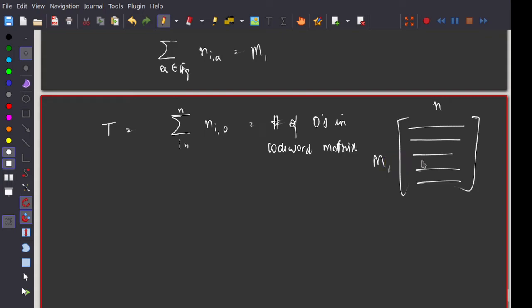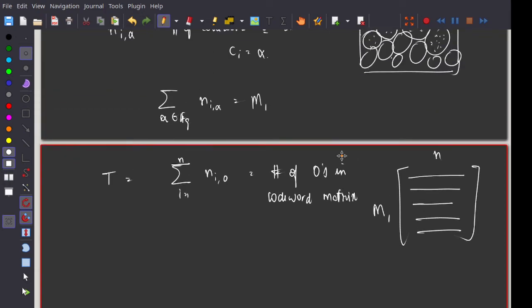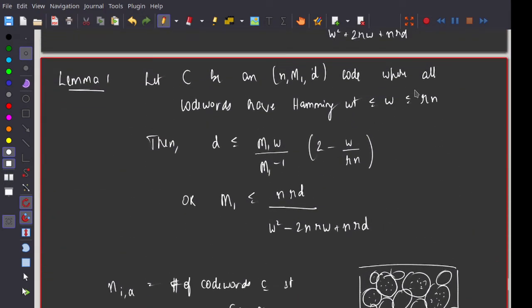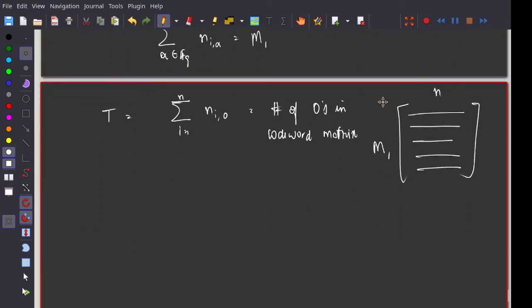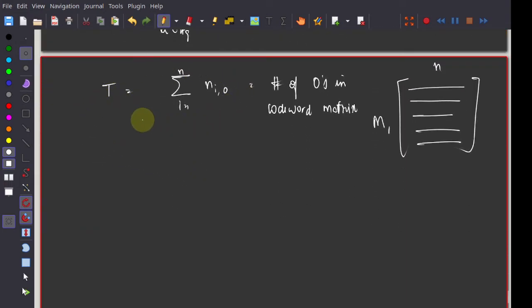It's the subcode. So right now everything is with respect to the subcode, if you forget about the other code. The subcode is such that the Hamming weight of all code words is less than or equal to W. Now I want a bound on this quantity T. This is the total number of zeros I see in the code word matrix. So you sum over all possible code words and all possible coordinates. So in each code word, how many zeros would I expect to see?